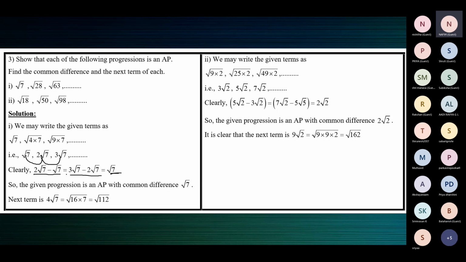The difference is common, which is called the common difference. If the difference is not common, then the sequence does not form an AP. Common difference it is. 2 root 7 minus root 7 is root 7, that is A2 minus A1 is root 7. A3 minus A2 is also root 7. So the given progression is an AP with common difference root 7. What is the next term? Since this is 3 root 7, the next term is 4 root 7.